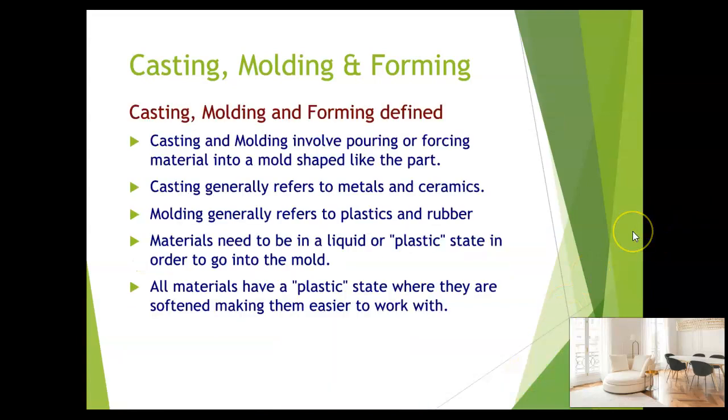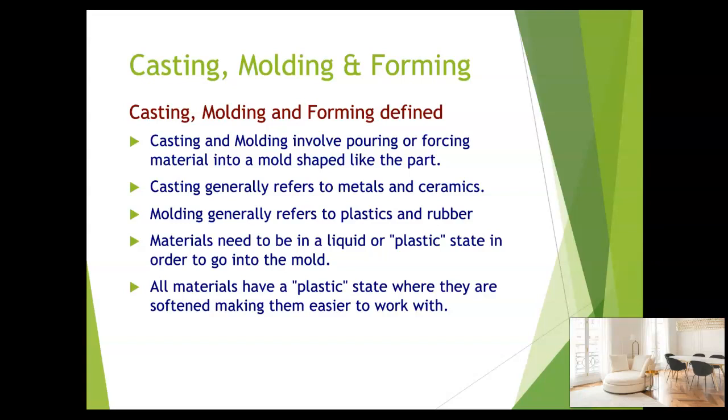All right, so let's define casting, molding, and forming. Casting and molding basically involve either pouring or forcing material into a molded shaped part that you get out. Casting generally refers to metals and ceramics. If we are talking about molding, generally that's referring to plastics and rubber. Whether you're using metals, ceramics, plastics, or rubber, those materials need to be in a liquid or what we refer to as a plastic state in order to go into the mold.